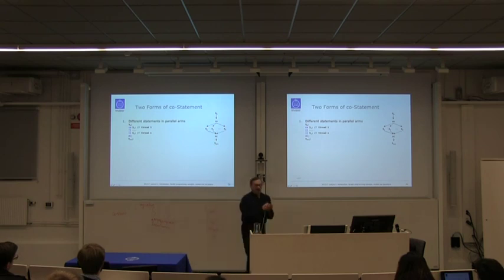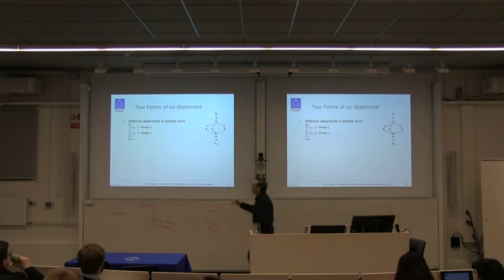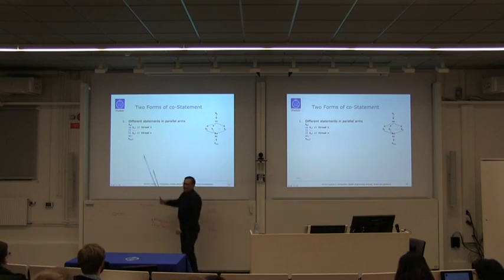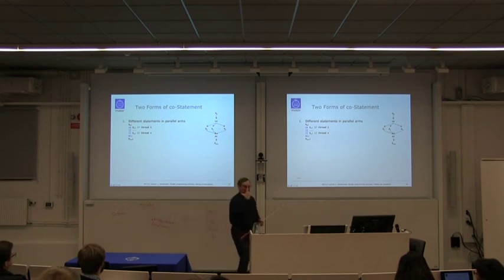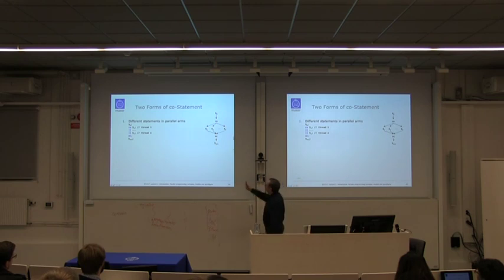Is it clear? So n threads are running, and when all of them complete there is some kind of implicit barrier here. Then Sn plus 1, because this is a statement. And this picture illustrates what's happening.